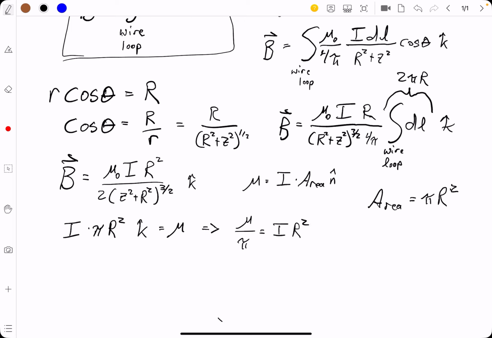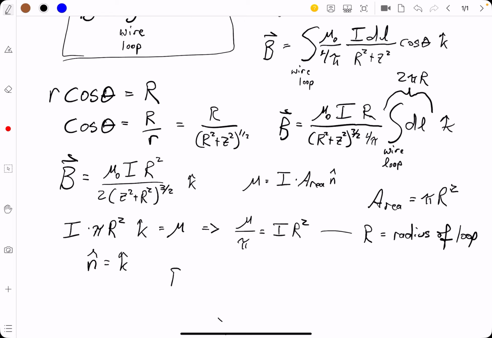Of course, this isn't the resistance, okay? R is the radius of the loop. I know it looks like power, but it's not, because that's also I squared R, but whatever. So R is the radius of the loop, keep that in mind. And we can then put in our stuff. N hat is equal to K hat, so that's good. They're in the same direction.